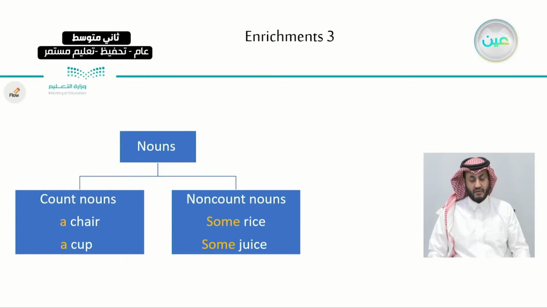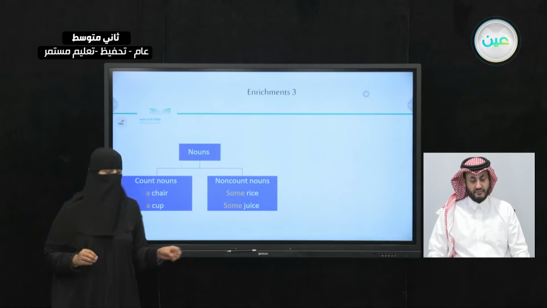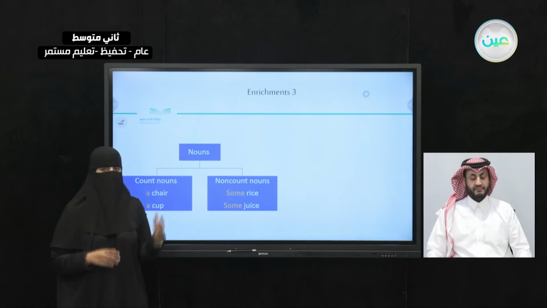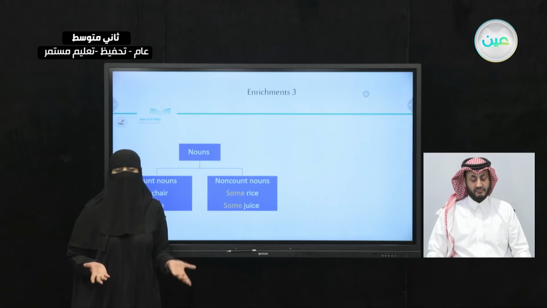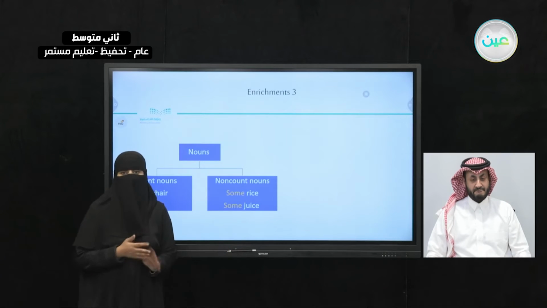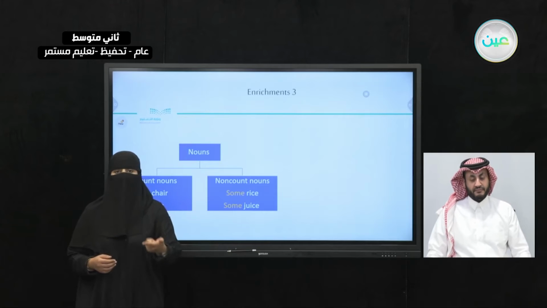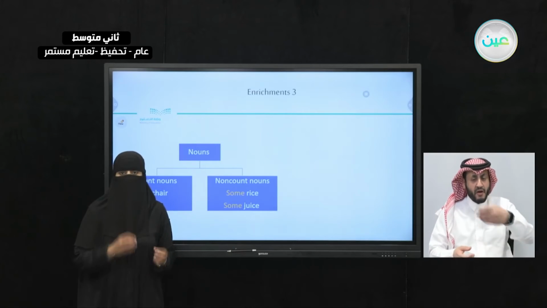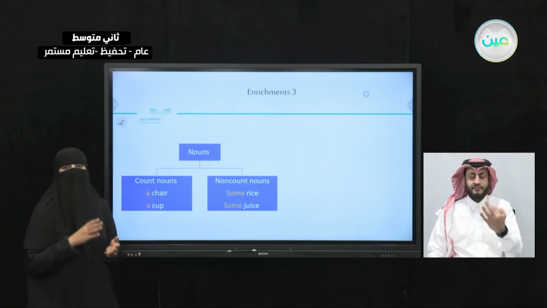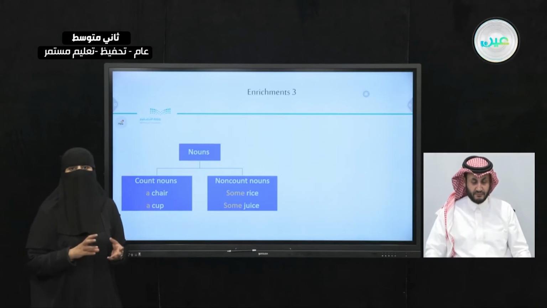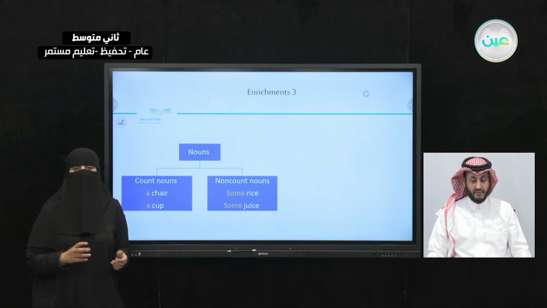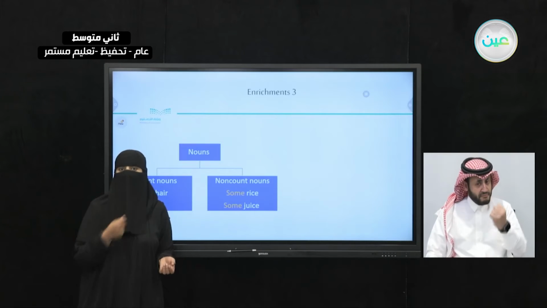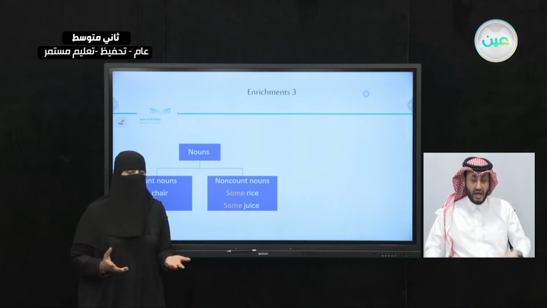Let's take a look. So here we have 2 kinds of nouns. We have the count nouns and the non-count nouns. Count nouns, we can count them, but the non-count nouns, we cannot count them, like rice, tea, coffee, drinks. But in the count nouns, we can count the nouns. We can say 1 carrot or 10 carrots, but you can't say 10 coffees. You can say 10 cups of coffee, but the coffee itself, you can't count it.